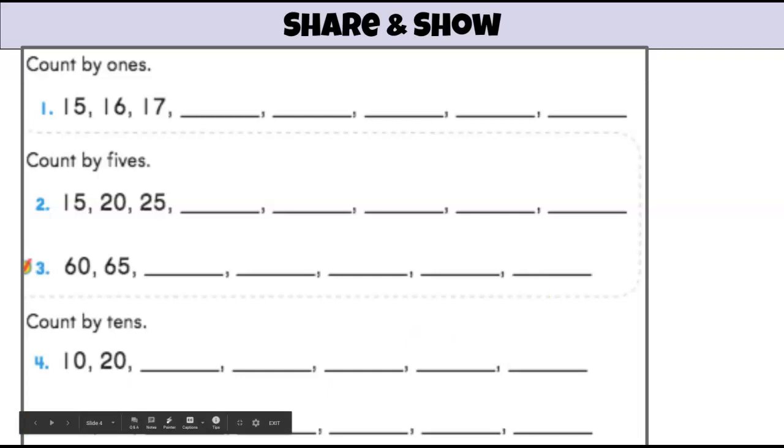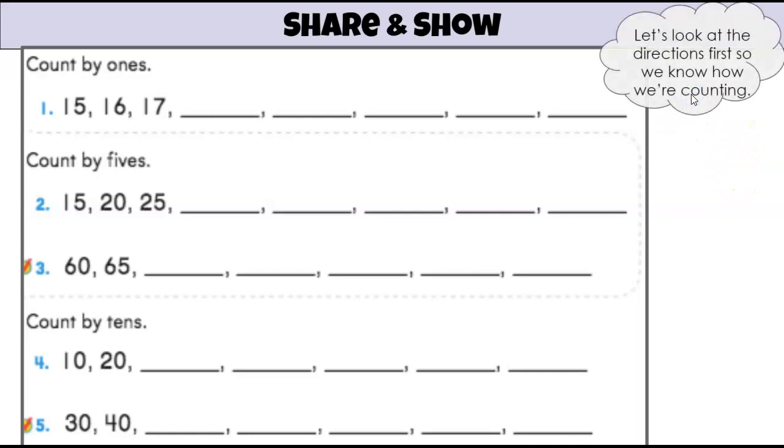All right, let's do some practicing. So we're at the bottom where it says number 1, and we're going to count by ones. So 15, 16, 17, and then go ahead and stop the video and see if you can count on and write those answers down. All right, so one thing we always want to do is look at the directions first so we know what we're counting.